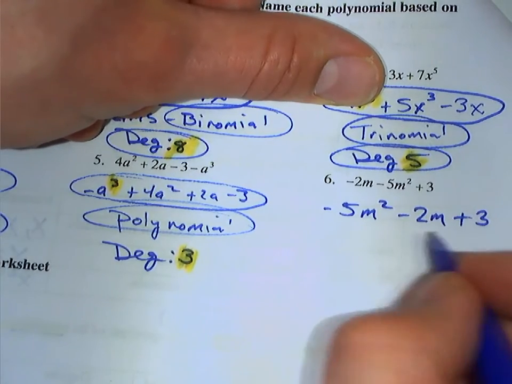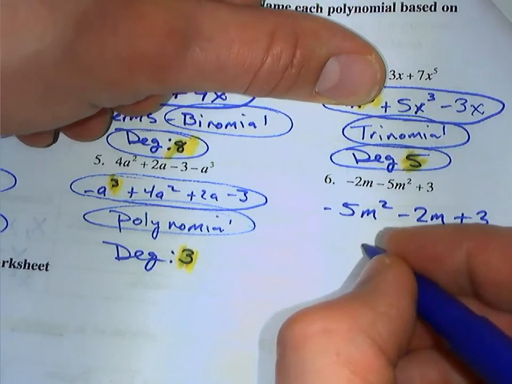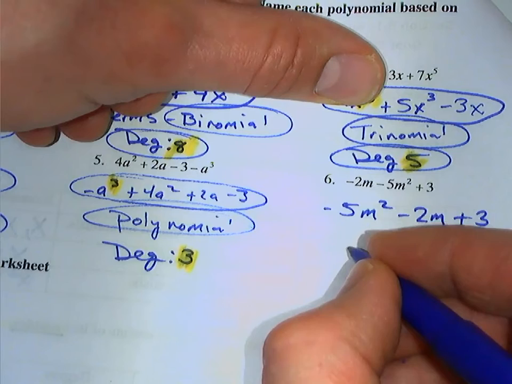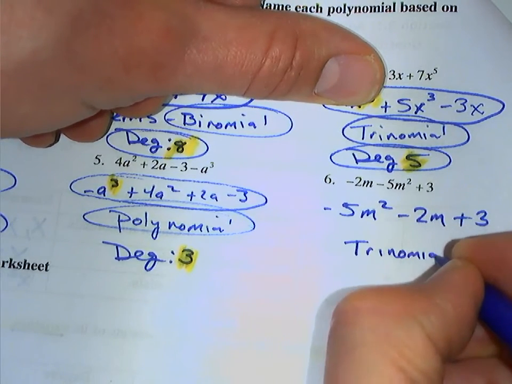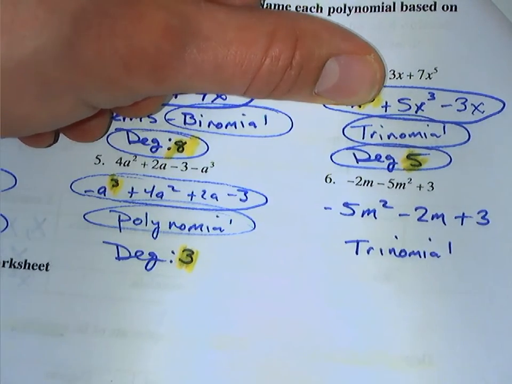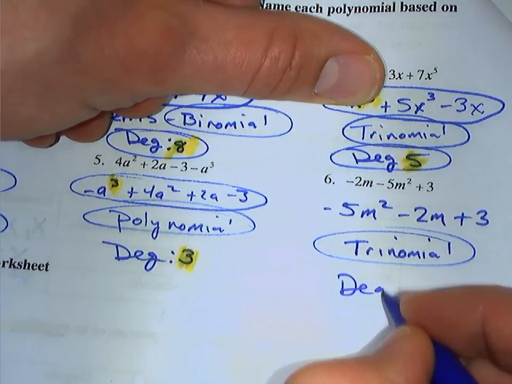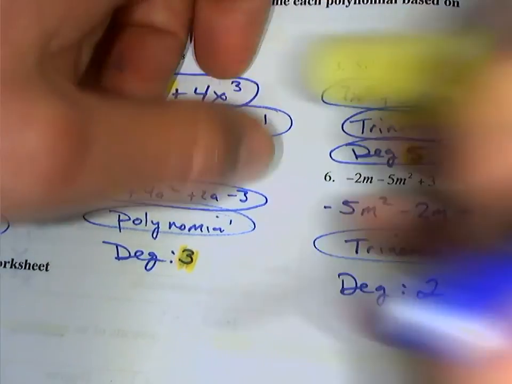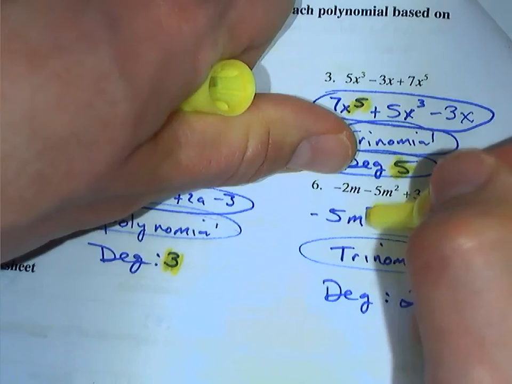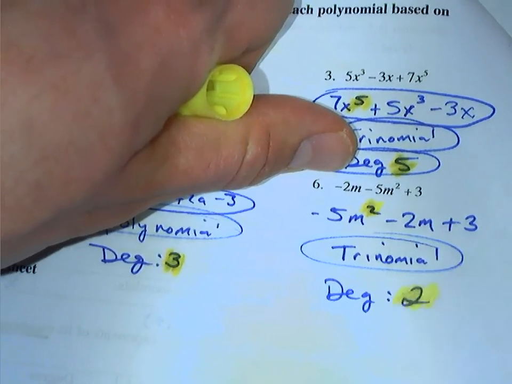We count our terms. How many terms do we have, Kai? We have 3 terms. What do you call 3 terms? Trinomial, like triangle. Boom. And degree. Ivan, what's the degree of this guy? 2. How'd you do that? So this is the biggest exponent. There we go. So we got negative 5m squared. That's our first term's exponent.